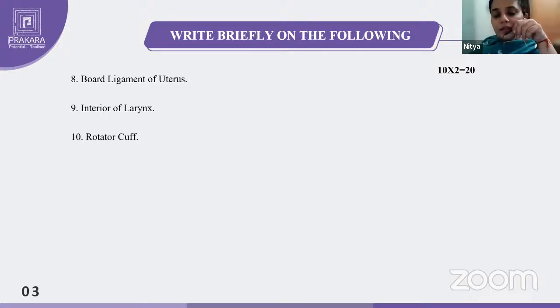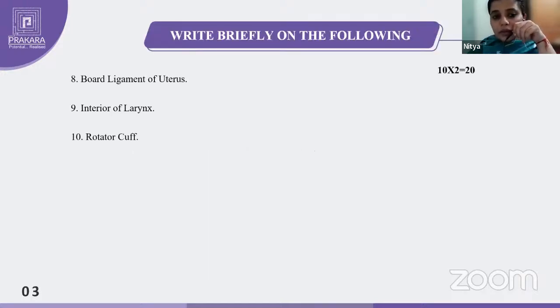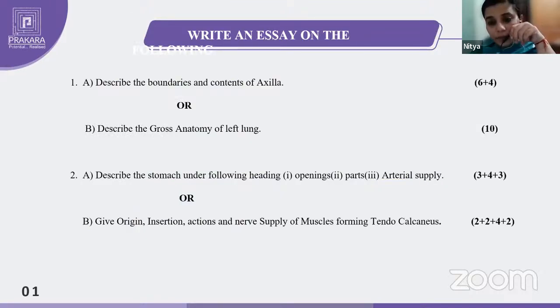Like this, you have to discuss each question and you have to write based on the marks. So if it is for essays, you have to mention it longer, and for 5 marks also. Suppose an essay question comes for 5 marks. In that case, you should know where to cut it short. For example, if boundaries and contents of axilla comes for 5 marks, you can only mention the boundaries and the contents. You don't have to describe them in detail.